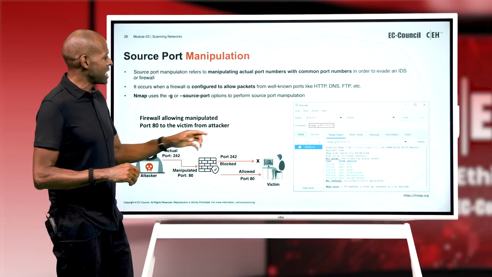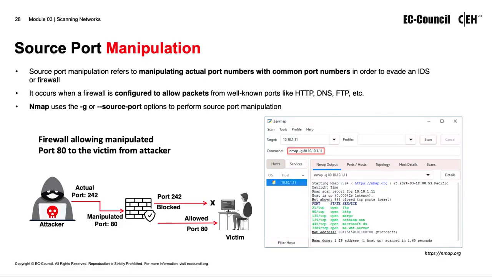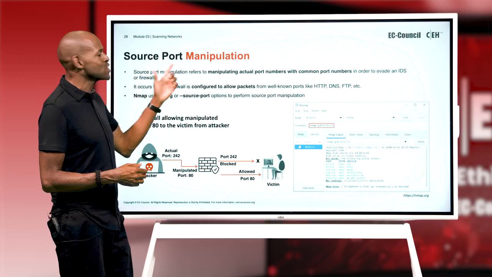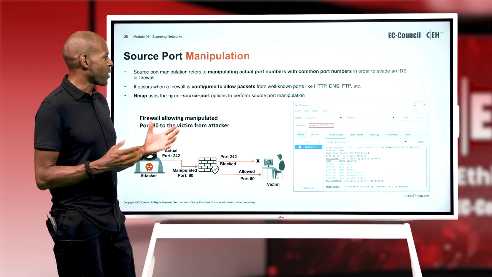You know why? Because I can do a -g and then give it a port that that firewall likes. Hey, port 80, port 443, we're all buddies here. Surely you'll let port 53 through. And now that I'm port 53 or port 80, I can get through. So that's called source port manipulation. That's one you should know also. -g works great for that.